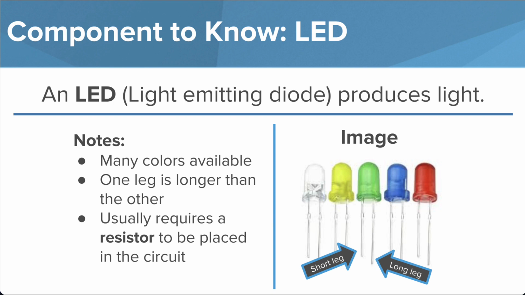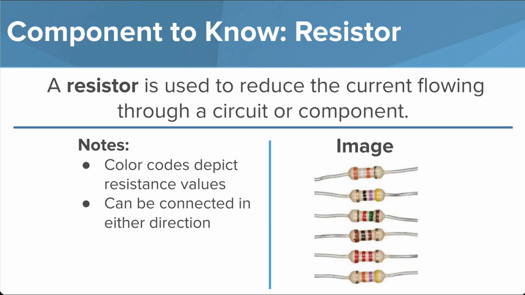Many LEDs require a resistor to be used in conjunction with them, so let's take a look at what a resistor is. A resistor is used to reduce current flowing through a circuit or component. Resistors use different colored bands to depict their resistance value. We won't discuss how the color code works in this course, but your teacher will provide you with the correct strength resistors for your physical circuits. Resistors can be connected in your circuit in either direction.